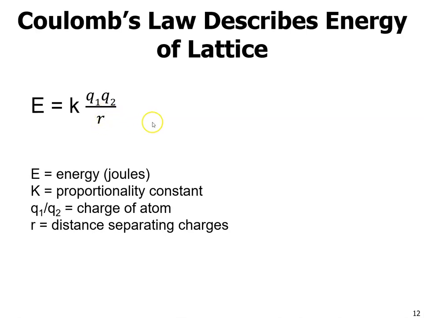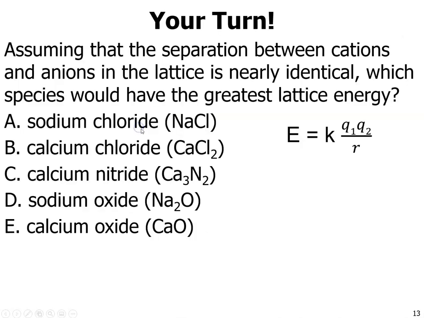So let's look at a question that utilizes Coulomb's law to get a better understanding of what this means. Let's say we're looking at the separation between cations and anions in a lattice that is nearly identical. So for that separation, we're pretending that R is about the same. Which species would have the greatest lattice energy based off of this equation?